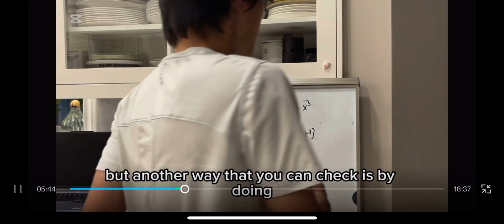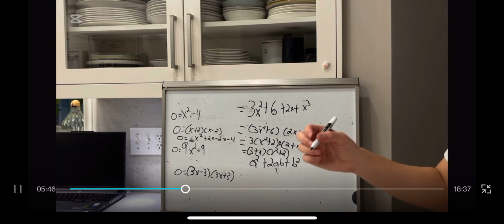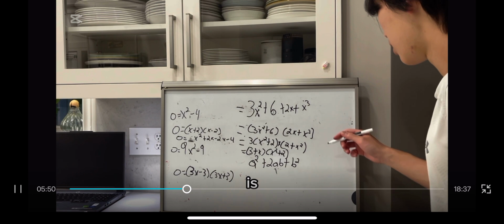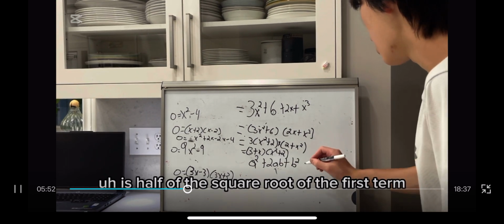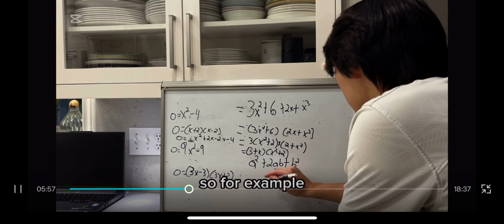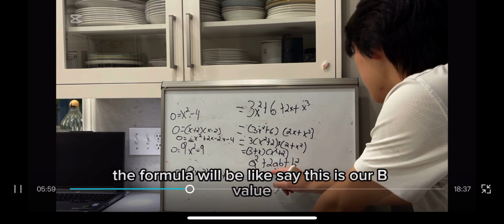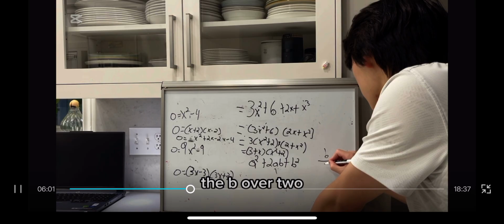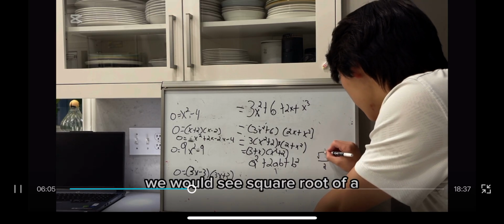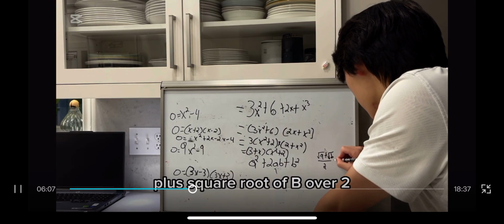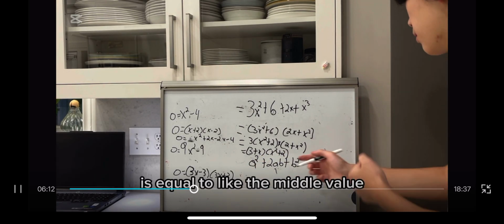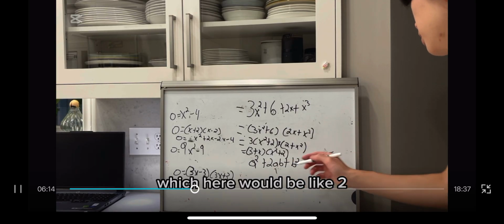But another way that you can check is by doing the equation. The way to check if it's a perfect square is if the middle term is half of the square root of the first term and the third term combined. So for example, the formula would be like, say this is our b value, b over 2, and then since we don't want to see that as our b, we would see square root of a plus square root of b over 2, or whichever variables we want to use, is equal to the middle value, which here would be 2ab.